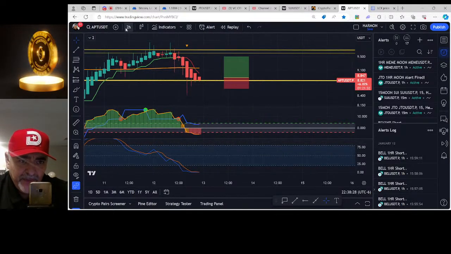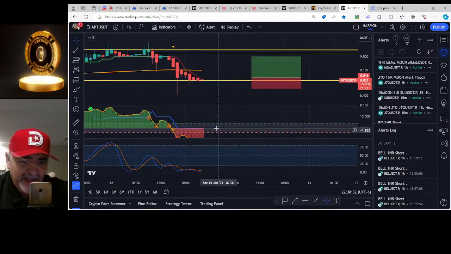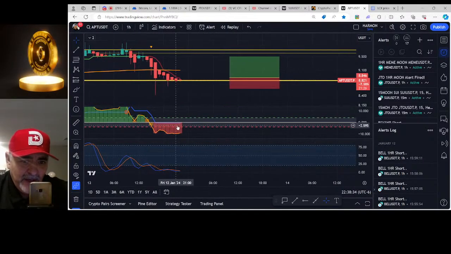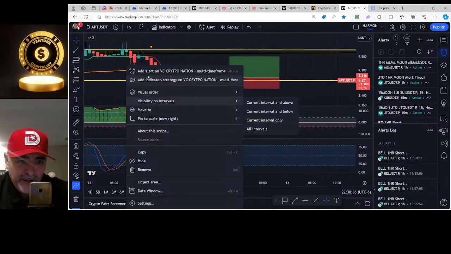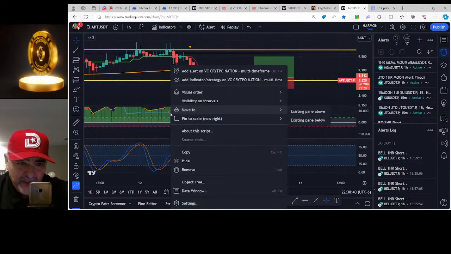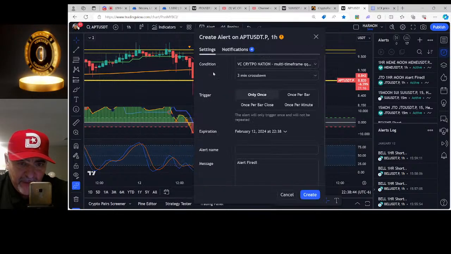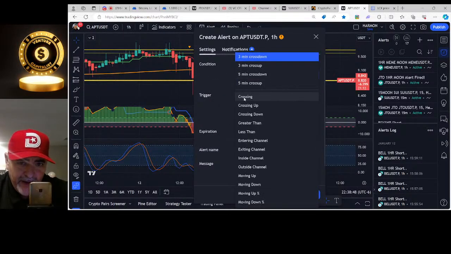So APT, what do we need to go long on APT? It's going to be the same scenario for us. We need indication that we're getting a green moon, right? So I can go over here, right click. Like I said, guys, how we set alerts. We go to our moon, we hit the right click, we say add alert on VC Crypto Nation, right? Those are our indicators, VC Crypto Nation. We're going to go for a cross, right?